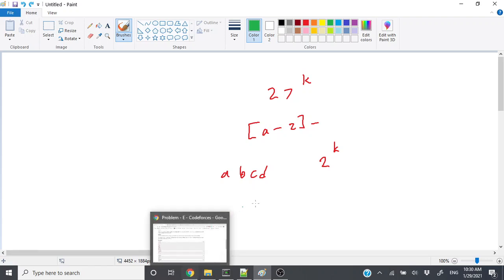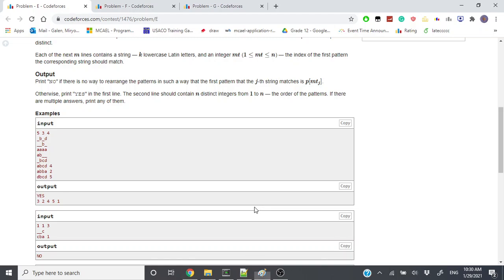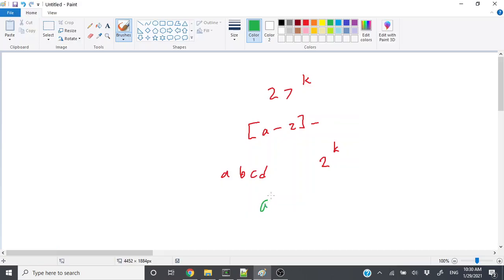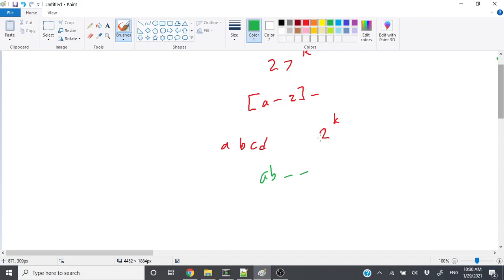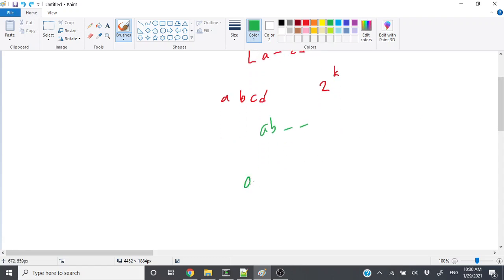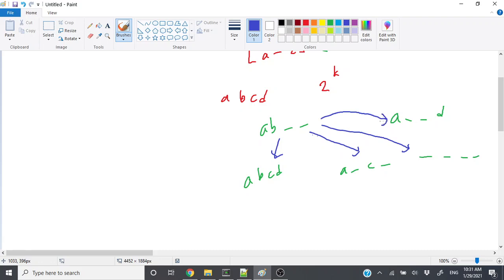So we have A, B, C, D, and we say the first thing it has to match is something like, what's the sample sign? So it's A, B, underscore, underscore. That means the A, B, underscore, underscore must come before anything else that matches A, B, C, D. So for example, let's take some of the things that do match A, B, C, D. Let's say A, B, C, D itself, or A, underscore, C, underscore, or A, underscore, underscore, D, or underscore, underscore, underscore, underscore, right? Then we say that because this has to be before everything else, this has to come before this, this has to come before this, and this has to come before this.